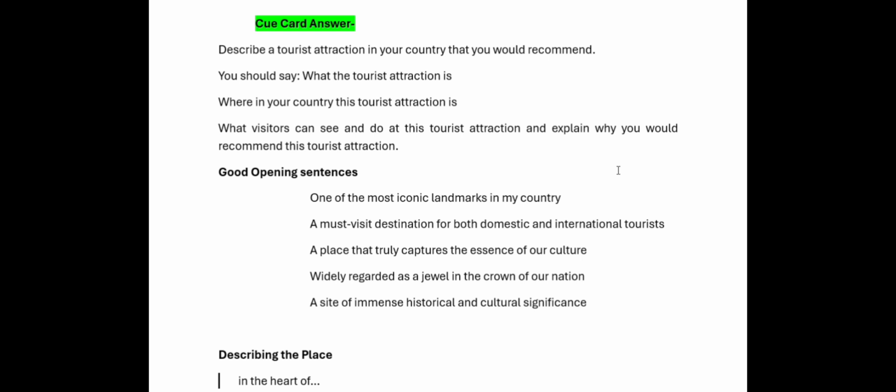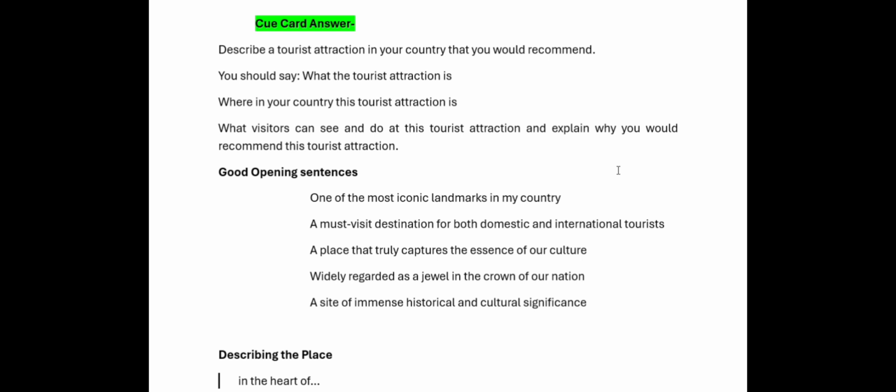Second, a must-visit destination for both domestic and international tourists. Instead of saying the word local, we use the word domestic. We are using a paired conjunction which is both and. So thereby your answer becomes again the best. So in the class, we are learning the suitable vocabulary, the related grammar to it, the related transition words. Sentence 3: a place that truly captures the essence of our culture. The essence of, this is again a very good expression, which is the beauty of, the significance of.